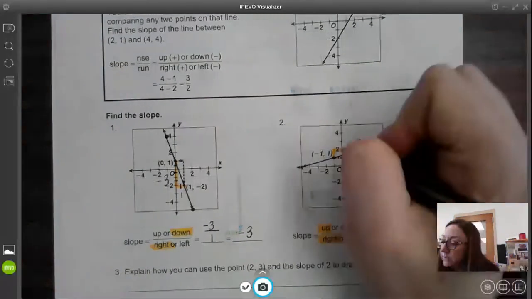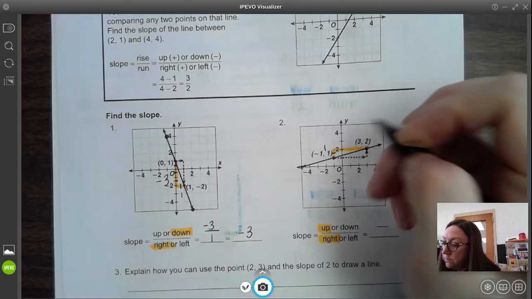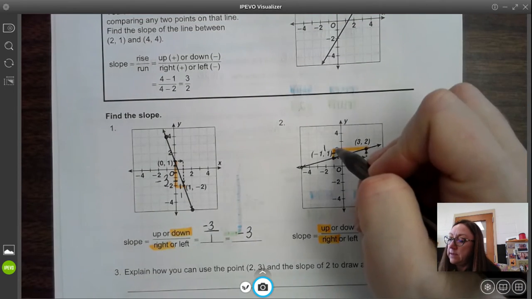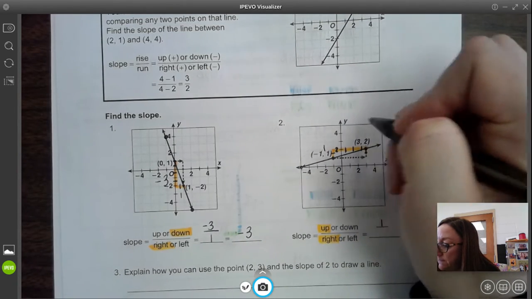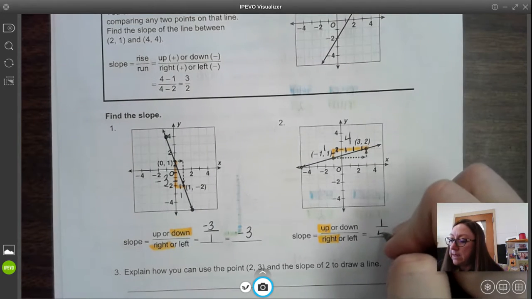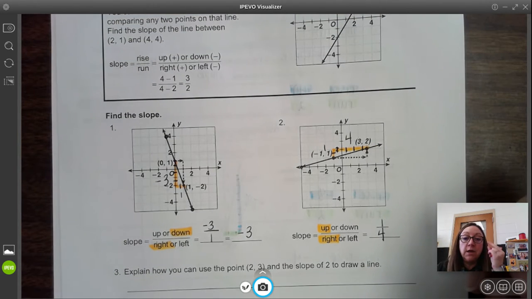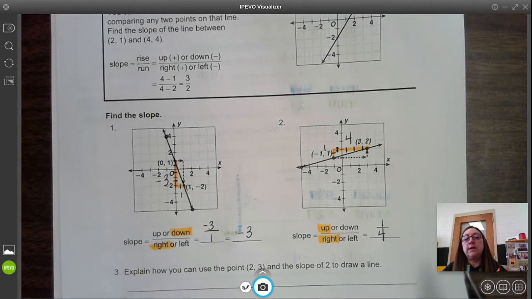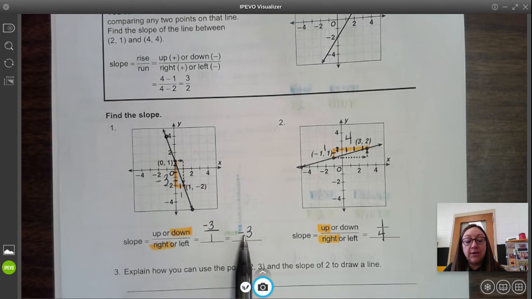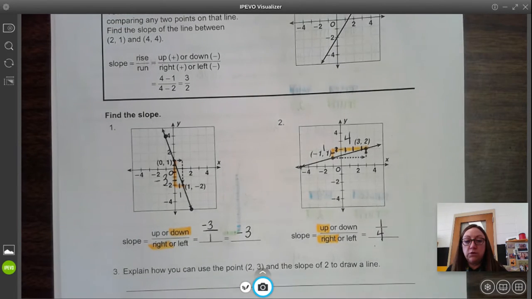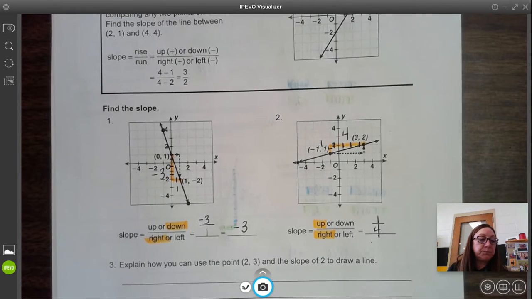Up is the positive direction. We're going up 1 unit. And then right, we're going 1, 2, 3, 4 units over. And right is also a positive direction. So it's going to be positive 1/4. And when you're all done, I would go back and just check all of your slopes and see if they make sense. If it's going down, you should have a negative answer. And if it's going up to the right, you should have a positive answer.